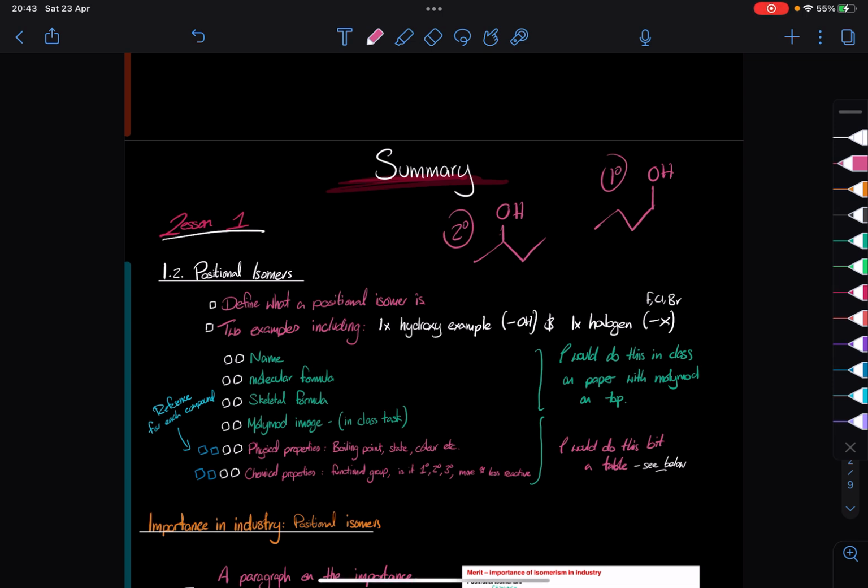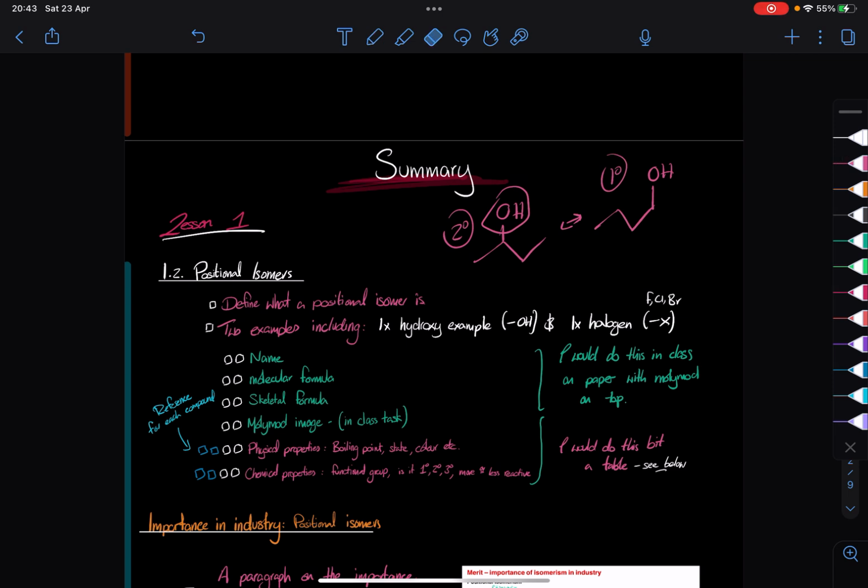Now these are both isomers. They are positional isomers because this functional group here is in a different position in my other compound. And because of that, they're going to have slightly different properties, and that's for you to talk about in your physical properties and your chemical properties.